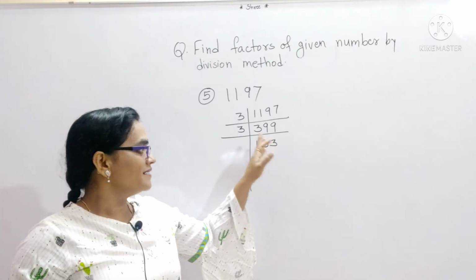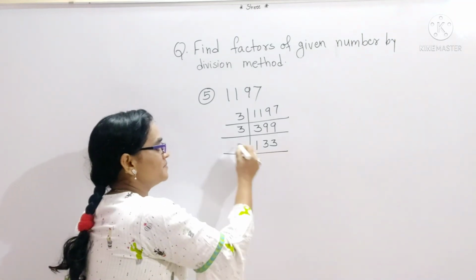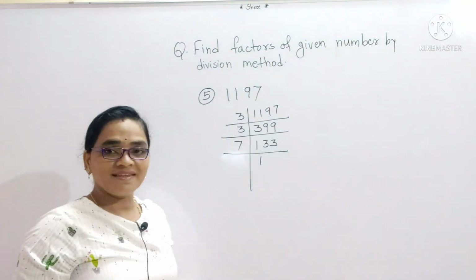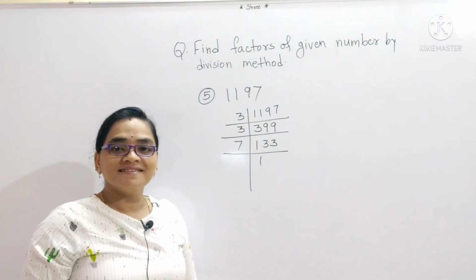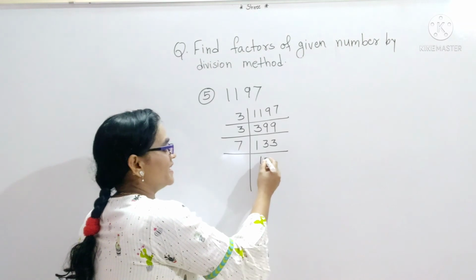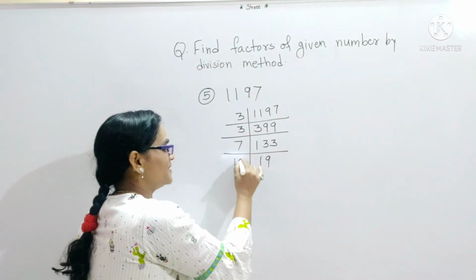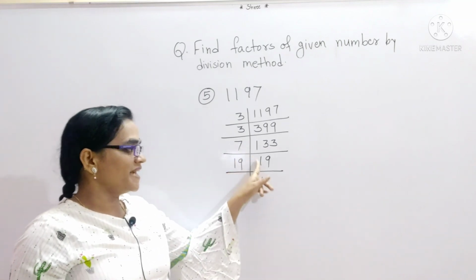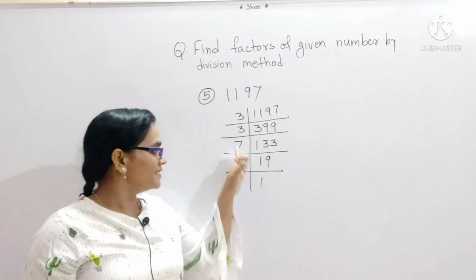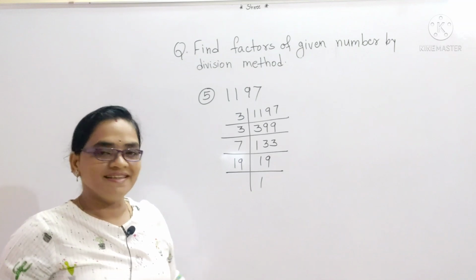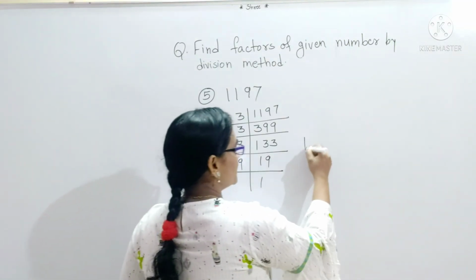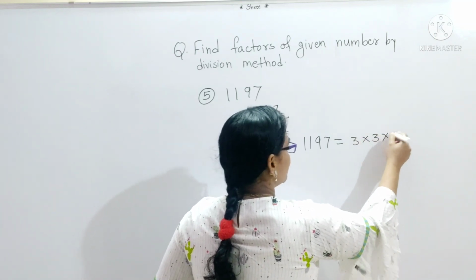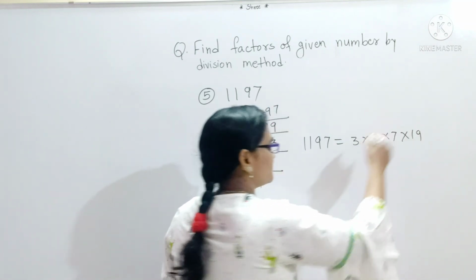Not by 5. Like this, if you check now, this number is divisible by 7. 7 1s are 7. 13 minus 7 is 6. 7 9s are 63. 19 1s are 19. And if you know the table, 7 19s are 133, then you can also get it easily. Then which factors did we get for 1197? 3 into 7 into 19.